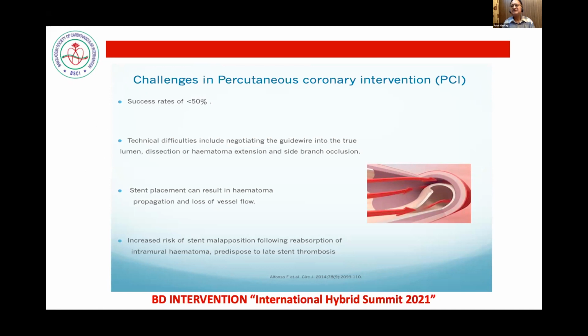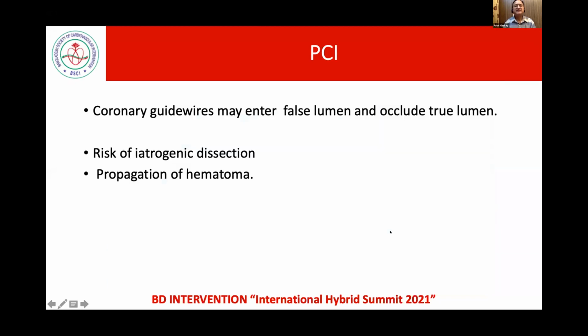Even if you put a balloon, dilate, or stent in those areas, there's hematoma propagation and a chance of losing the vessel flow. And even if you put stents, because the hematoma would absorb in time, there's a chance of stent malposition that may lead to stent thrombosis. So these are the challenges.